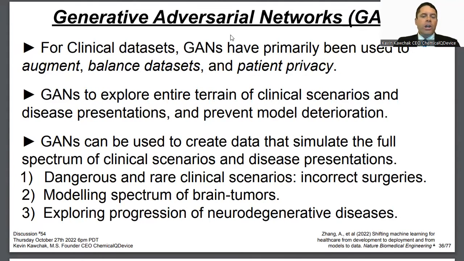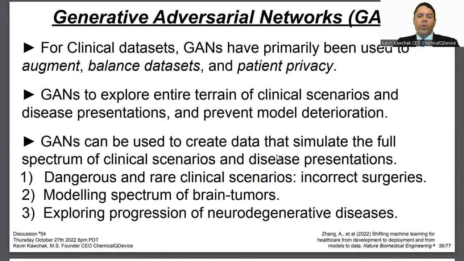And for clinical use, mostly it's been used to augment balanced data sets and for patient privacy. And then, as you can see on the third bullet point there, it can be used for dangerous and rare clinical scenarios. For instance, incorrect surgery, modeling the spectrum of brain tumors, or exploring progression. So this would be longitudinal studies of neurodegenerative diseases.